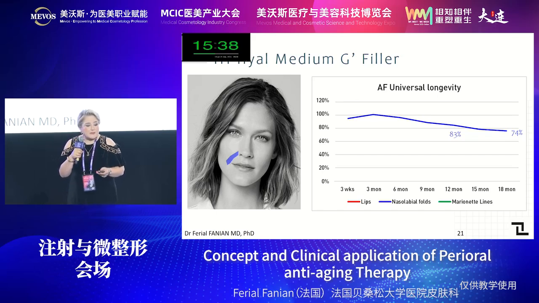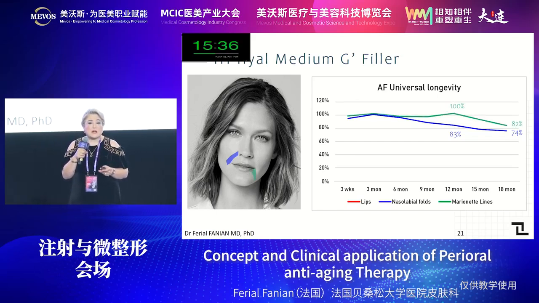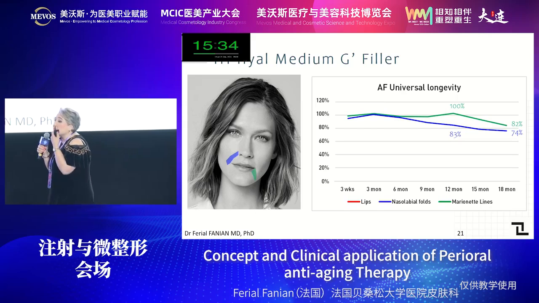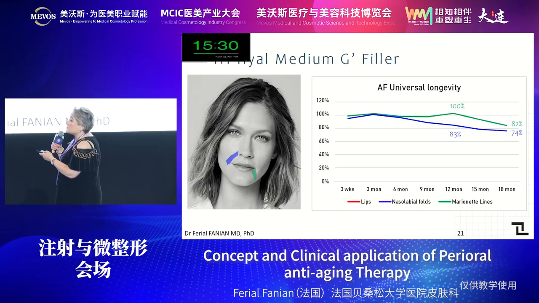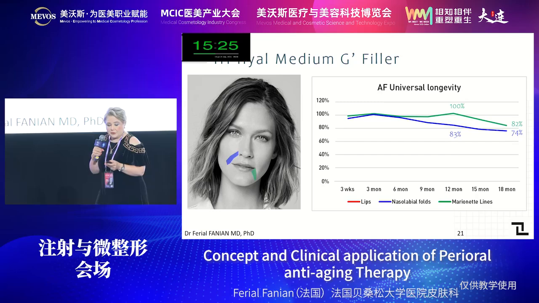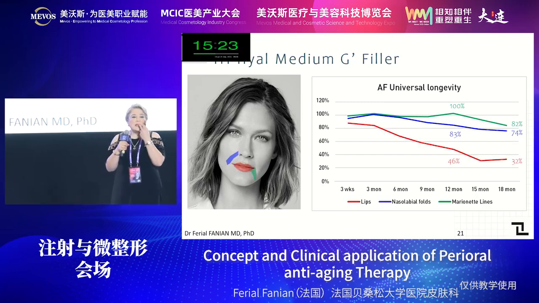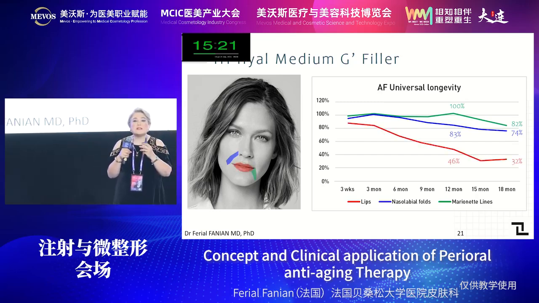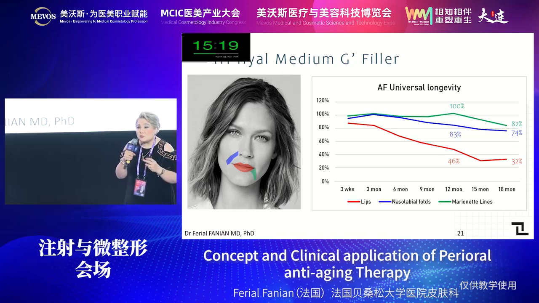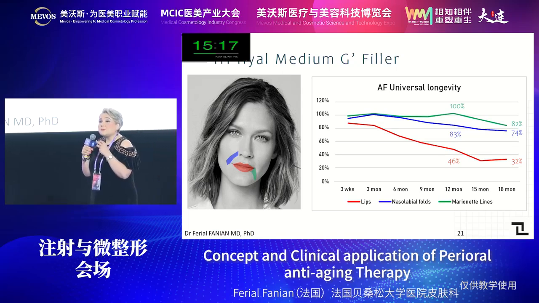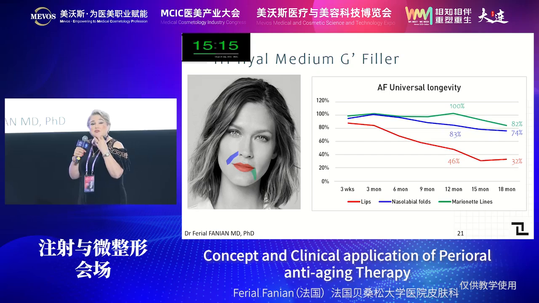The same thing we have with the marionette line. For the marionette line, as it is a moving area also, we have 100% success rate at 1 year and 82% at 1.5 years. And for the lip volume, it is lower because this is a medium G prime, and if, for example, people need very bulgy lips, we should use other, denser products.